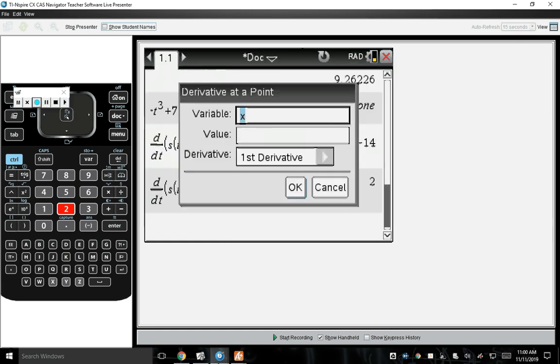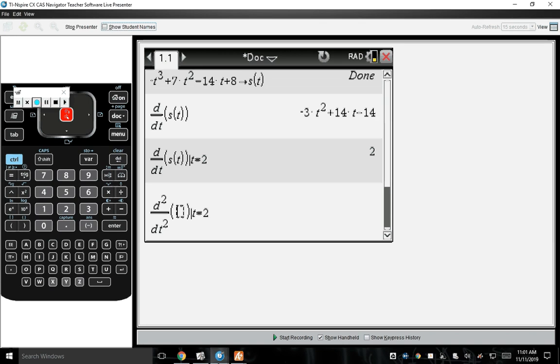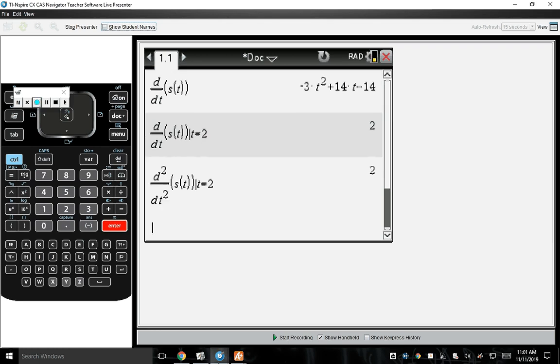I'm going to do the same thing, only for part C, which is the acceleration piece. I'll put t as my input variable. I'll put 2 because it's at 2 seconds. This time I'm going to do the second derivative of what I have stored. What do I have stored: the position, velocity, or acceleration? Position. So I'll ask, what's the second derivative of s of t, put 2 in, and give me the answer. And you get 2 meters per second squared.